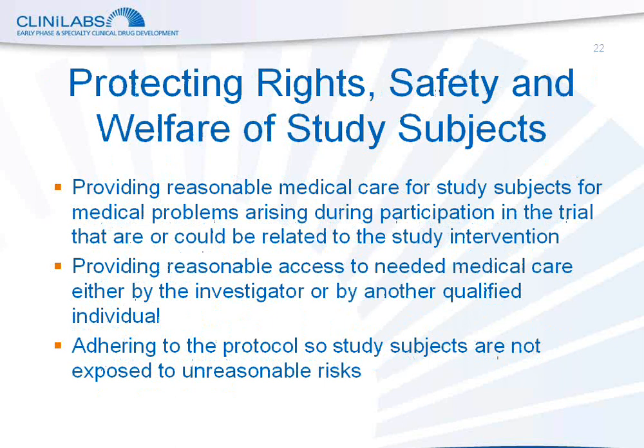The second large area of responsibilities of the PI is protecting the rights, safety, and welfare of the study subjects, one of the headings of the FDA guidance. And this means you have to provide reasonable medical care for the study subjects, reasonable access for their care, either by yourself as the investigator or delegated to a qualified individual who is a specialist or subspecialist in that particular area. And you also have to adhere to the protocol so that the study subjects are not exposed to undue risk. Basically, if the protocol is not followed, the subjects are not benefiting and they're exposed to undue risk. So following the protocol is a key consideration.